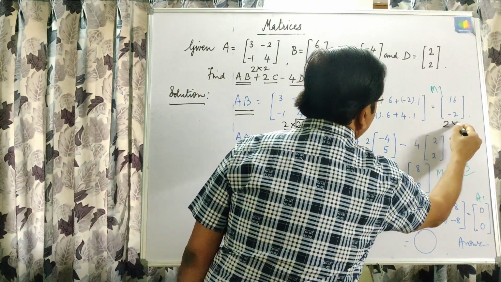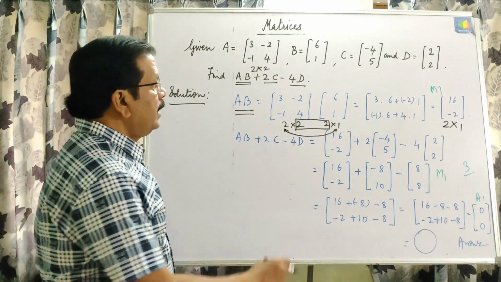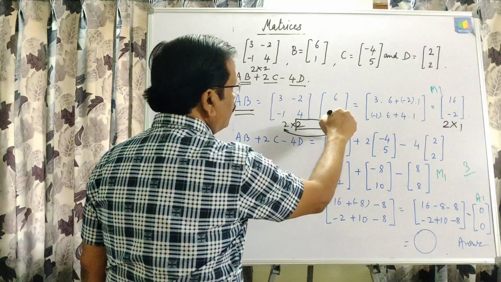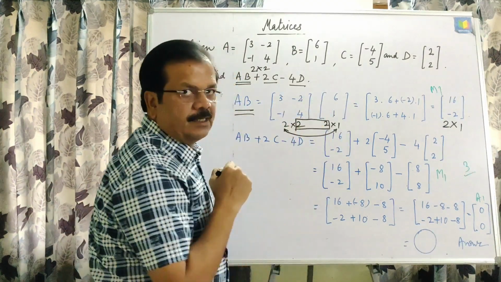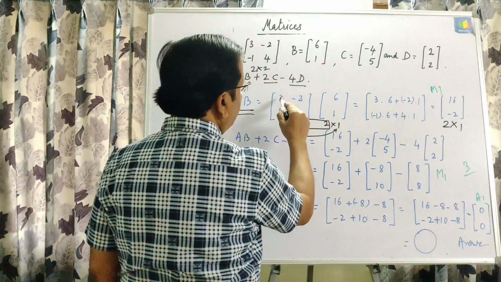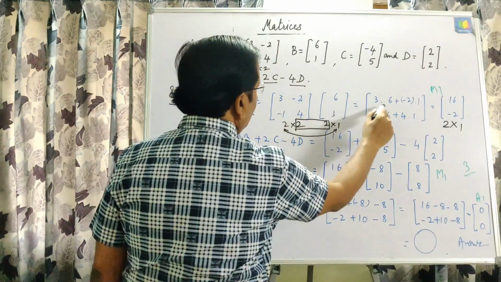This is, you can see, 2 cross 1. Now how can you multiply? Taking first row, first column, corresponding elements multiplied and added. Corresponding elements multiplied and added. 3 multiplied by 6 minus 2 multiplied by 1.